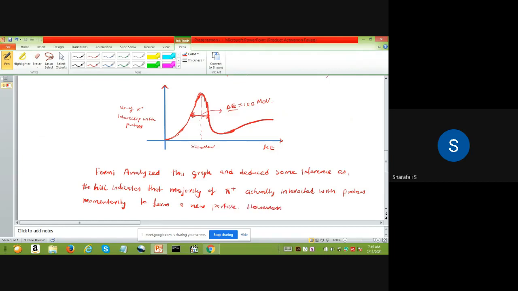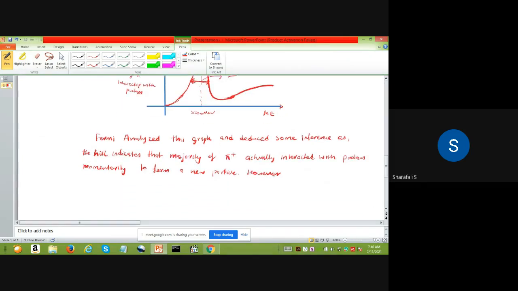However, these new particles are extremely short-lived, and they decay to pi plus and proton. So this decay will happen very quickly.